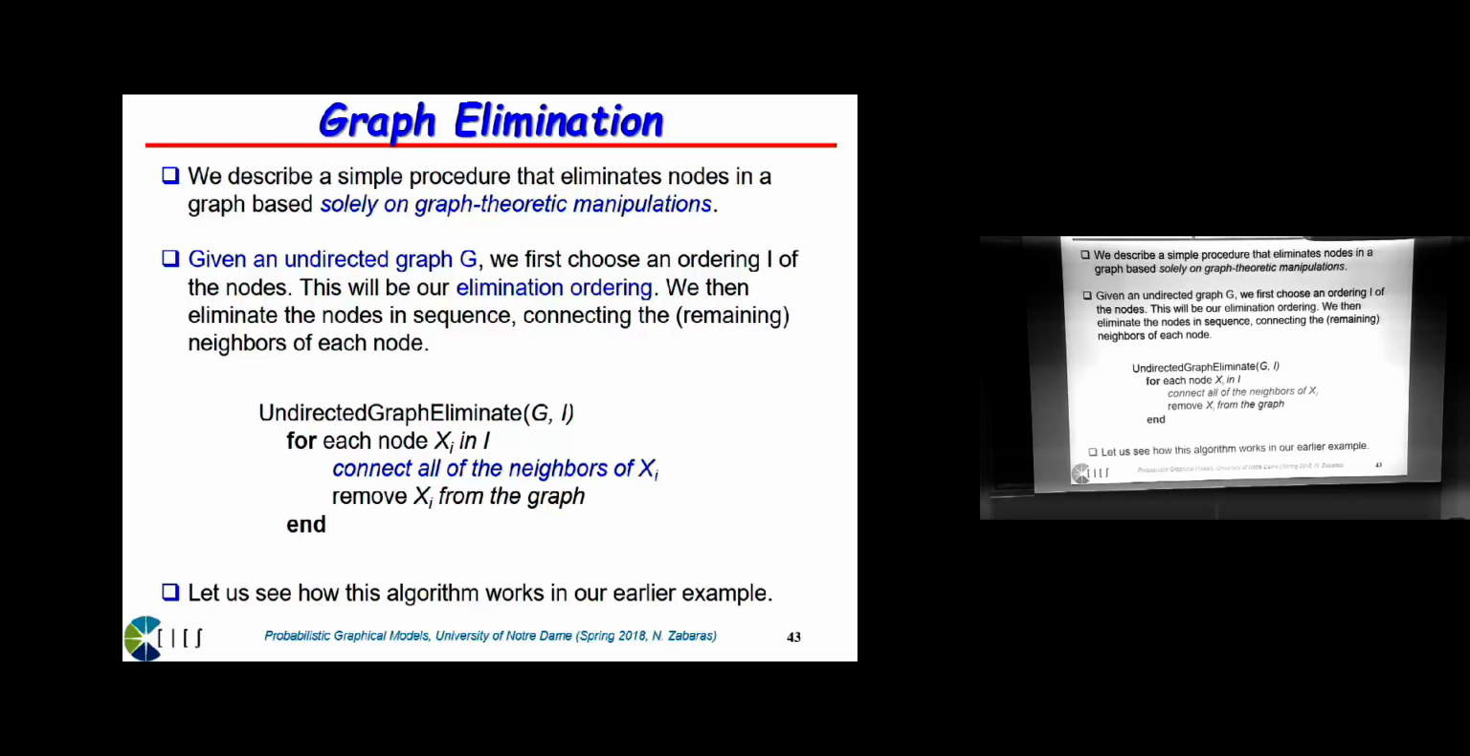So here's a graph theoretic algorithm. We have an elimination order I for a graph G, and graph elimination does the following. It says for every node in the elimination list, connect all of its neighbors, and then remove xi from the graph. And what is important here, and I put this in blue for a purpose, is to connect all the neighbors of xi. And the neighbors of a node in an undirected graph are the graph neighbors. So that's a graph concept. It's not like you have arrows and you say the parents or the kids, just the graph neighbors. So you connect all the neighbors, and then you remove xi from the graph.